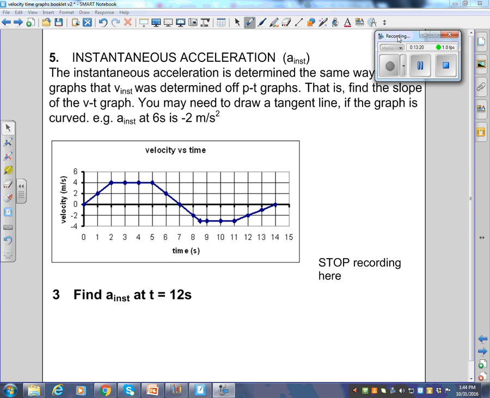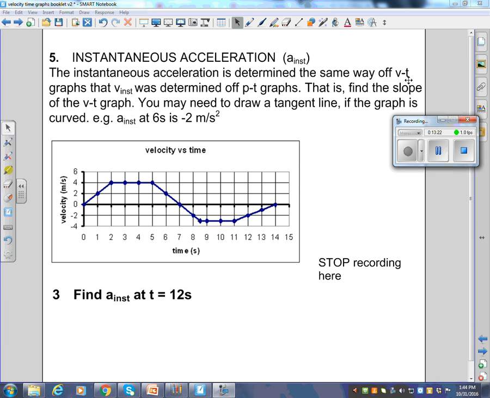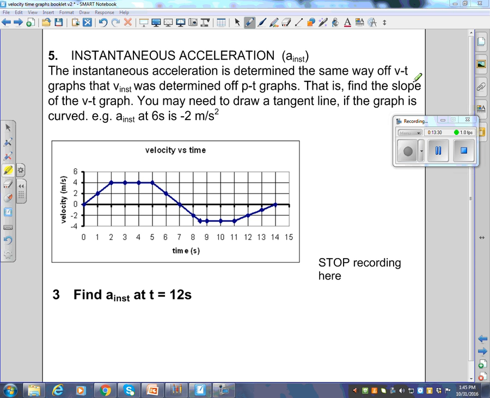The instantaneous acceleration is determined the same way off VT graphs as v-inst was determined off position time graphs. That is, find the slope of the VT graph. You may need to draw a tangent line. When do we do that? When the graph is curved. For example, A-inst at 6 seconds, which is right there.